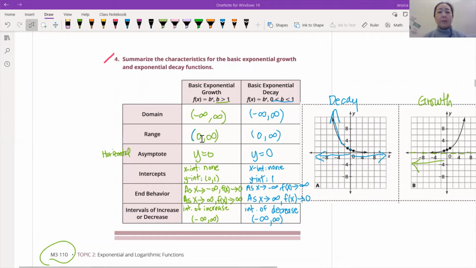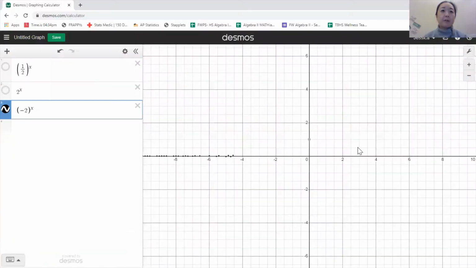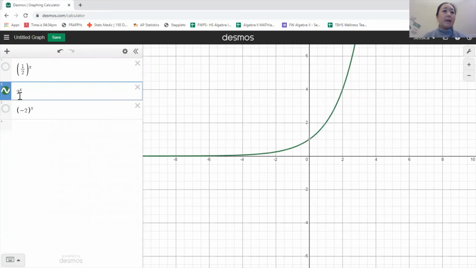And then if you look at our range, that's about our Y values, right? How low does it go and how high does it go? Well, how low does it go? Look, the growth one, right? It looks like it doesn't go below 0. And if you look at our graph, let's take a look. I used just 2 for our B because I needed a number.